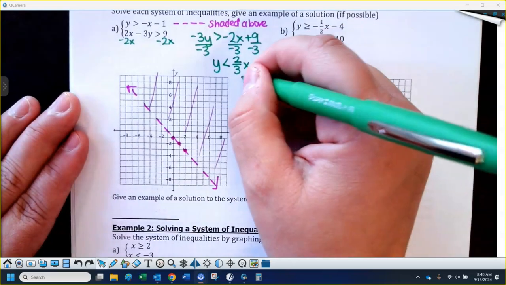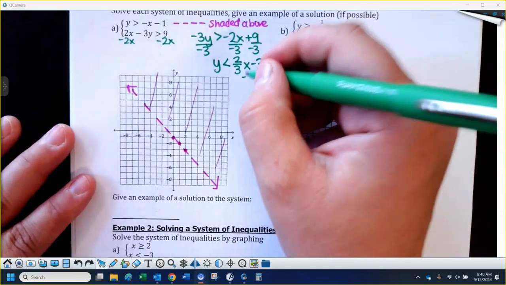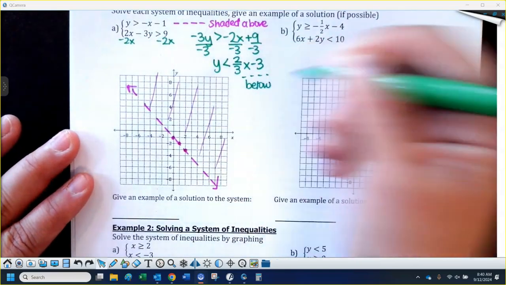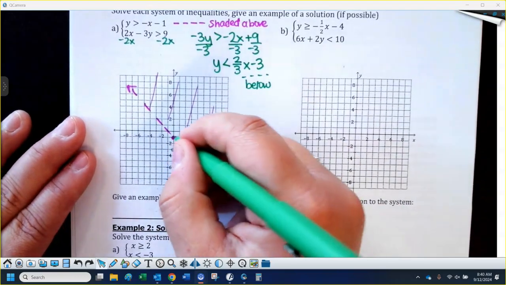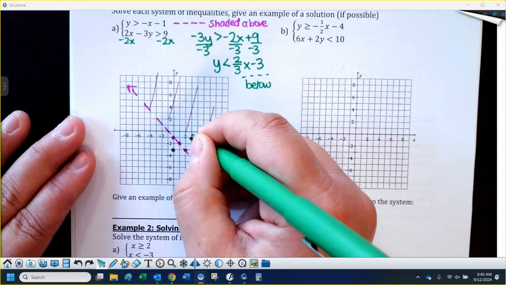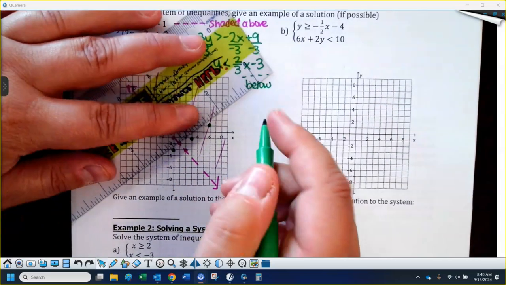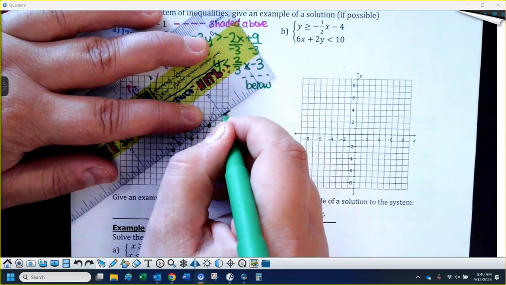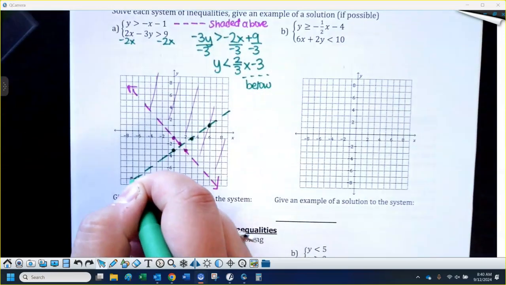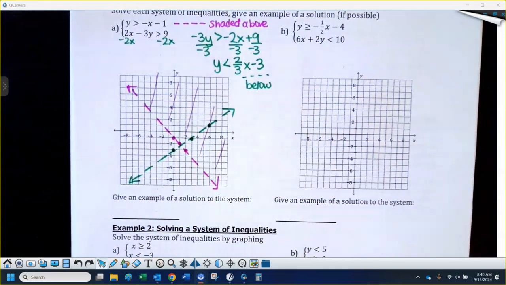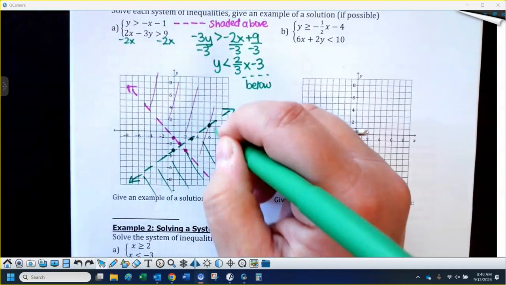Now, once I'm here, this one will also be a dashed or dotted line. But because we flipped the inequality symbol, I'm going to shade below that dashed line. So find negative 3, and then I'm going to go up 2 over 3 to the right. I'll do a couple of points, and I'm going to grab my little ruler and make this a dotted or dashed line. Okay, now lightly I'm going to shade below that line.